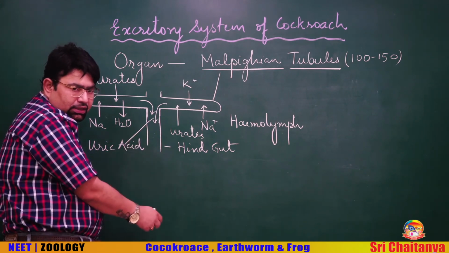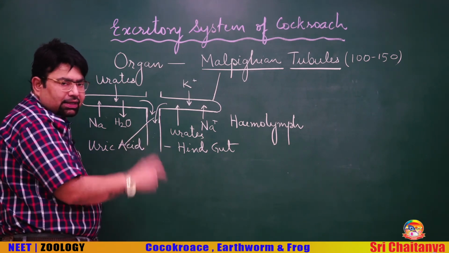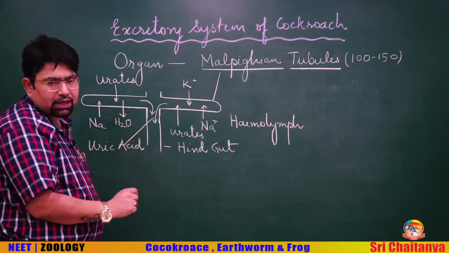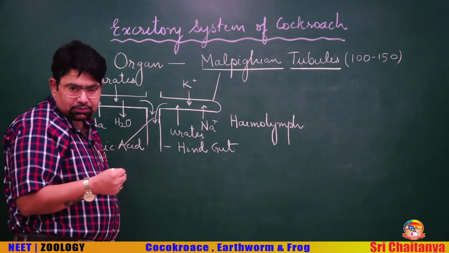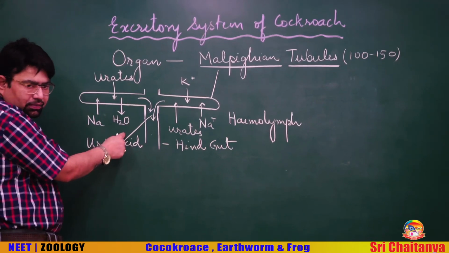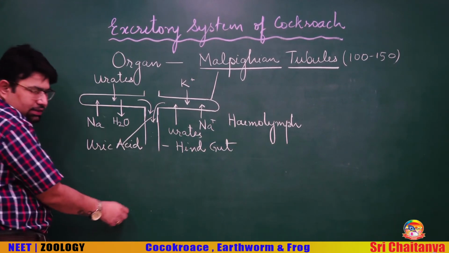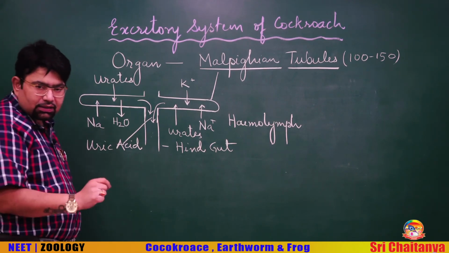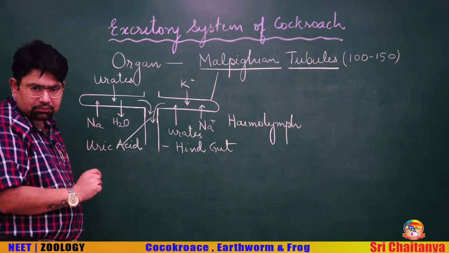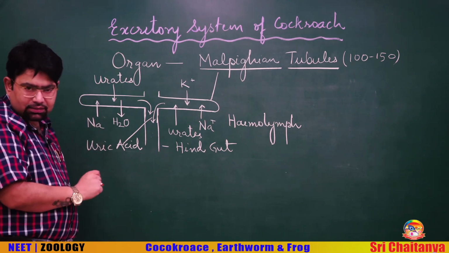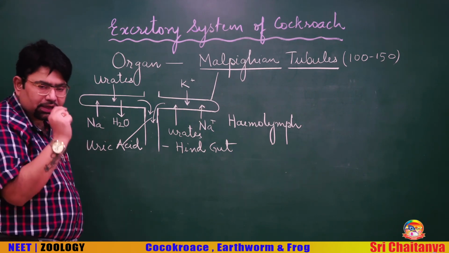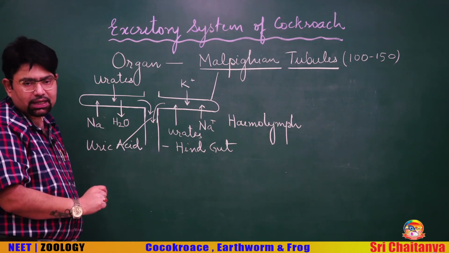From the hindgut, there is a part called rectum. In the rectum, there are about 6 rectal papillae, and rectal papillae help in the further absorption of water. Water is reabsorbed here also, so that the urine is almost a dried powdered form. That is the advantage of uric acid, because it requires minimum wastage of water for its elimination.